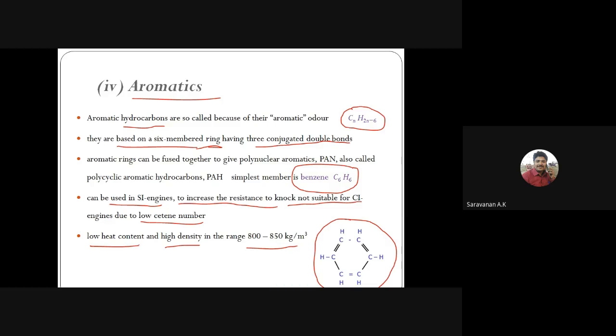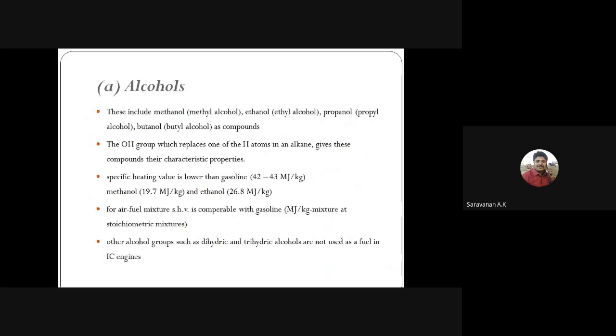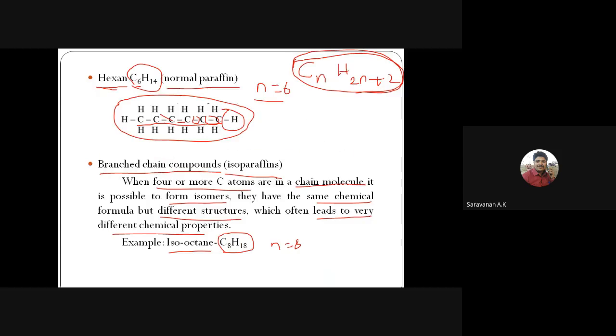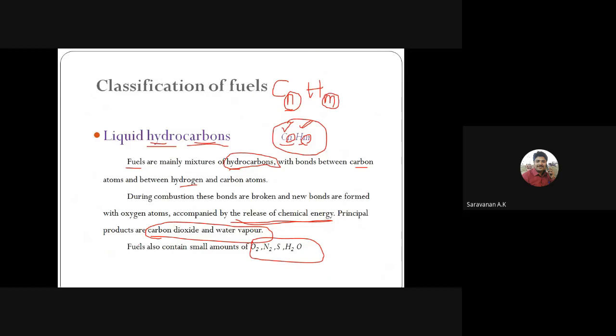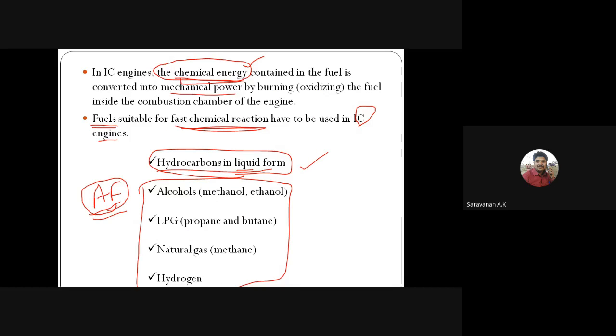So these four are the categories of liquid hydrocarbons. In the liquid hydrocarbons we have four: one is the alkanes or paraffins, the second one is the naphthenes, the third one is the olefins, and the fourth one is the aromatics.